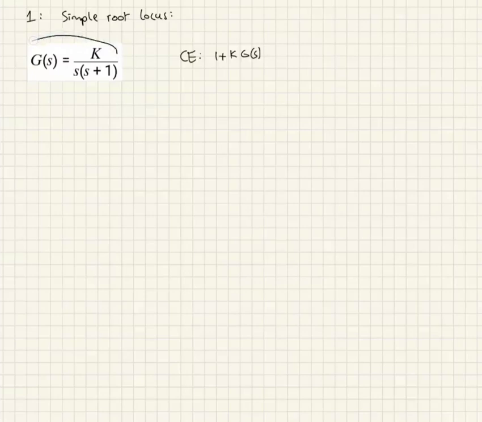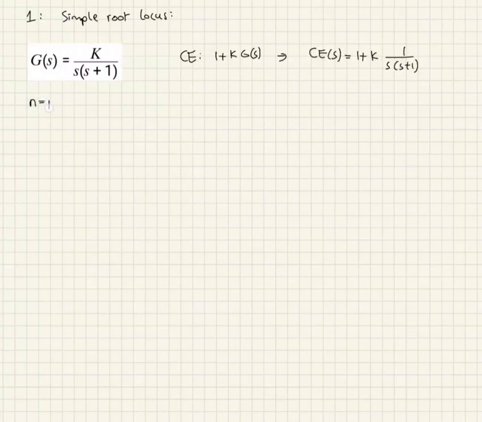So our G of S is this, except the K part. So what we're going to write is 1 plus, so let's call it T of S, actually let's just call it characteristic equation of S. 1 plus K and then the actual equation. So that's it. Now the first step that we had to do was to find the poles and zeros.